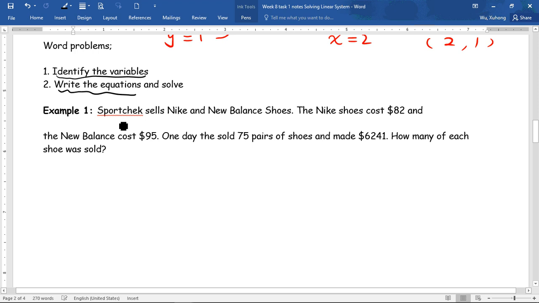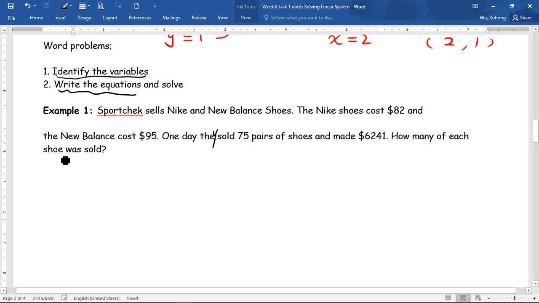So example one is Spot Check sells Nike and New Balance shoes. The Nike shoes cost $82 and New Balance cost $95. One day they sold 75 pairs of shoes and made $6,241. How many of each shoes was sold?